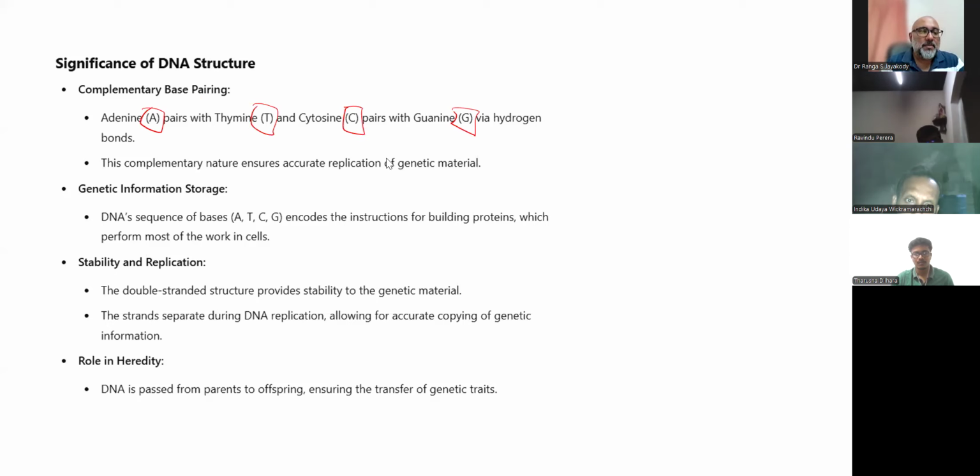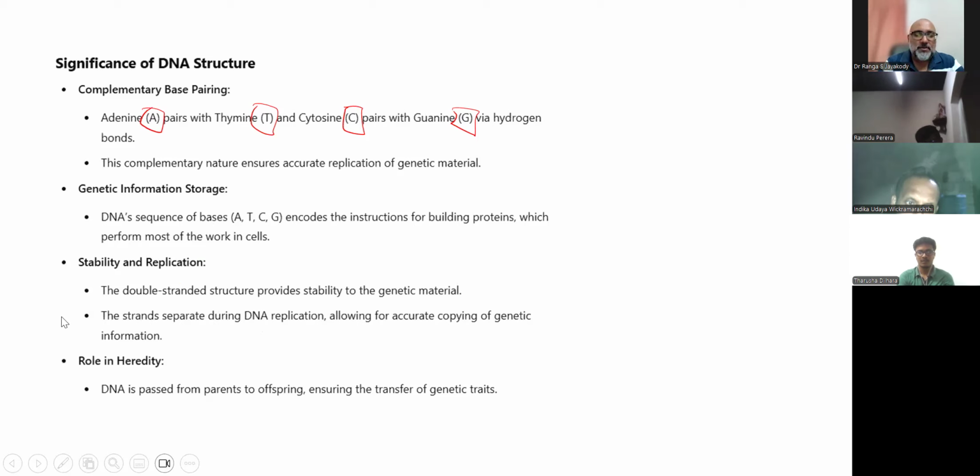and then they pair with their relevant partners, right? So the DNA sequence of bases A, T, C, and G encodes the instructions for building proteins, which perform most of the work in the cells. That's the essence of life, in other words, right? So the double-stranded structure provides stability for genetic material. So these strands are separated during DNA replication, allowing for accurate copying of genetic information.